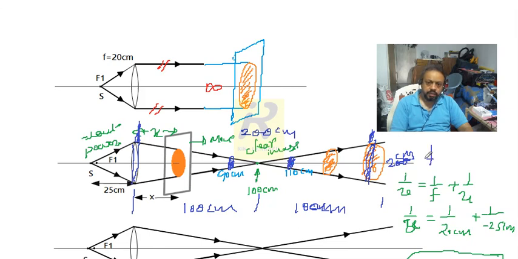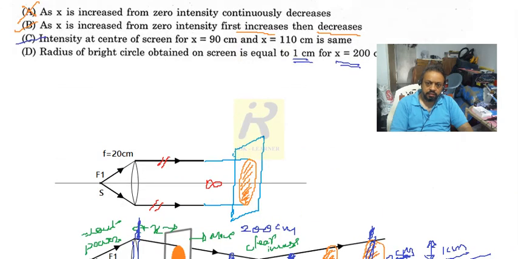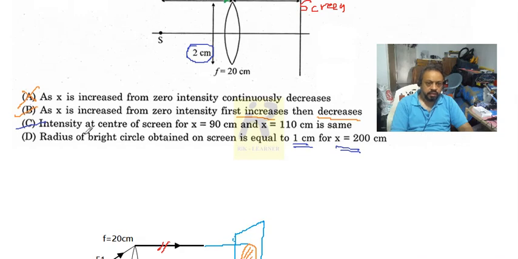How much should the radius be? The radius should be 1 centimeter, right? So in this option, radius of bright circle obtained on the screen is equal to 1 centimeter for x is equal to 200 centimeter is also right. That means the correct options are option B, option C, and option D. All these three options are right.